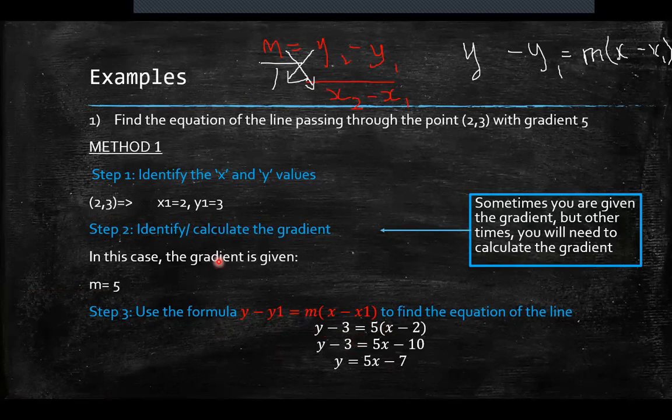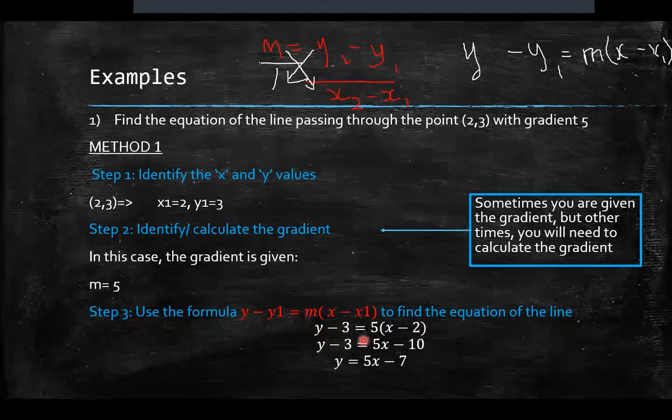So y minus y1 in this case is 3, so we put the 3 there, is equal to m, the gradient, and we said the gradient is 5. In brackets we have x minus x1. x1 in this case is 2. So we have y minus 3 is equal to 5 in brackets x minus 2. We expand these brackets: 5 by x is 5x, and 5 by minus 2 is minus 10. So y minus 3 is equal to 5x minus 10. We add 3 on both sides, so y is equal to 5x minus 7.